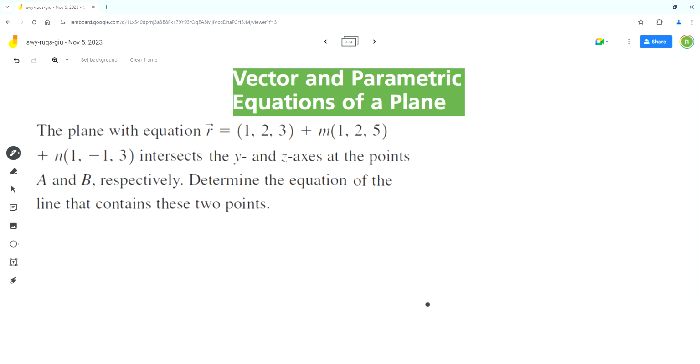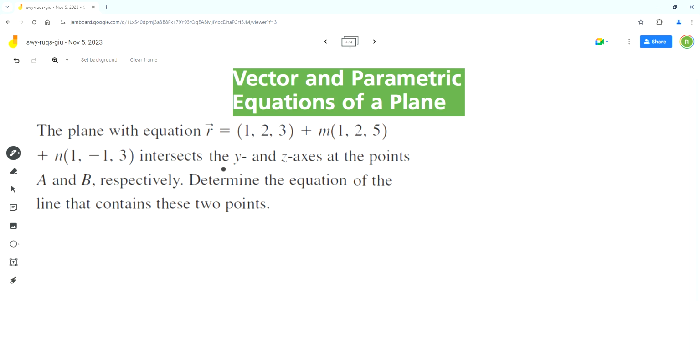So in this video, we'll solve this problem using the concepts of equation of a plane. As per the problem, the plane with the given equation intersects the y and z axes at the points A and B respectively. Determine the equation of the line that contains these 2 points.